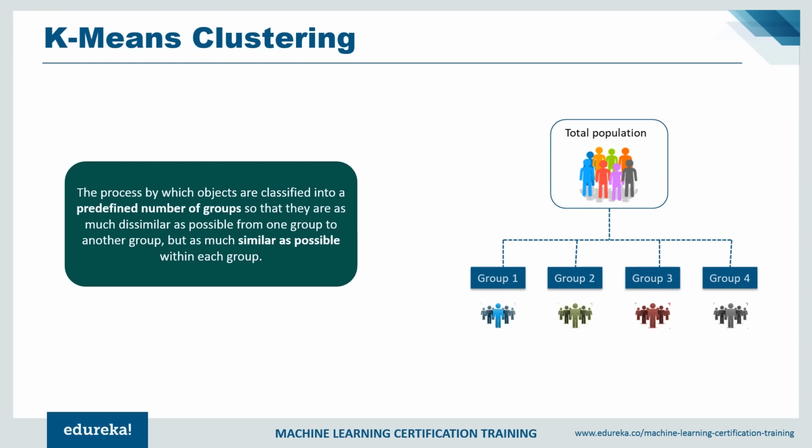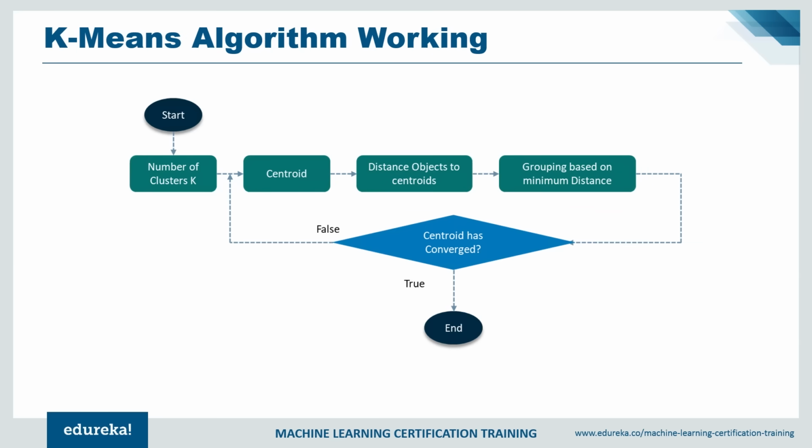So let's understand what exactly is k-means clustering. So k-means clustering is an algorithm whose main goal is to group similar elements of data points into a cluster. And it is the process by which objects are classified into a predefined number of groups so that they are as much dissimilar as possible from one group to another group, but as much as similar as possible within each group.